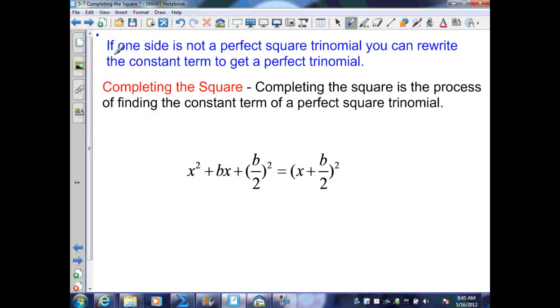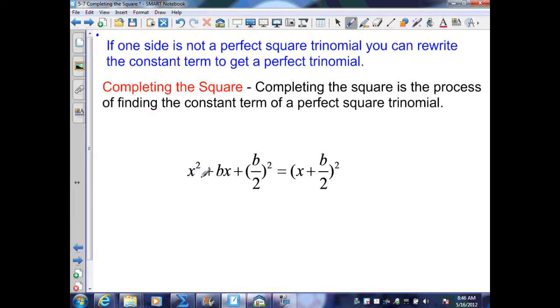When trying to solve quadratic equations by a perfect trinomial, you may run into situations where one side is not a perfect trinomial. But you can rewrite the constant term to get it to be a perfect trinomial. The process of doing that is called completing the square. Completing the square is the process of finding the constant term of a perfect trinomial.